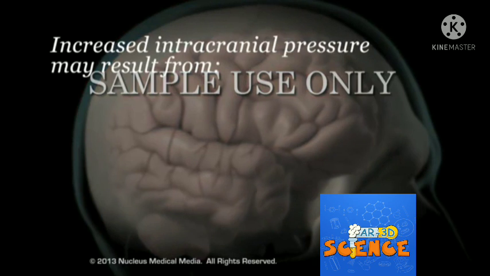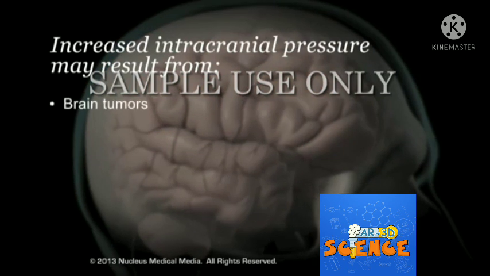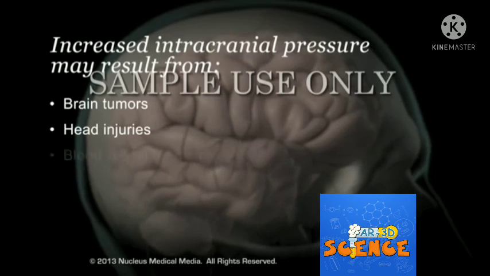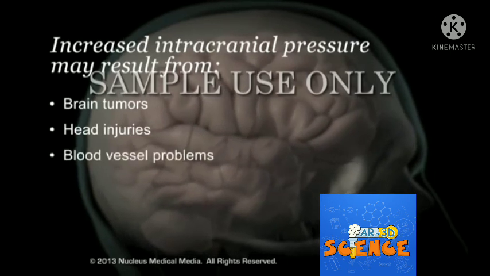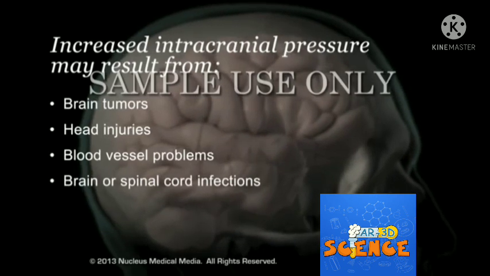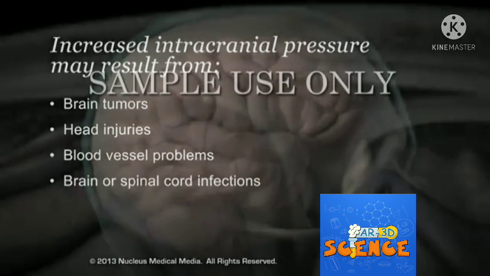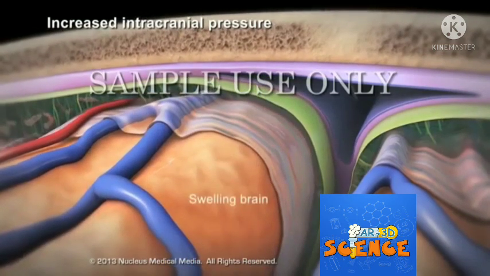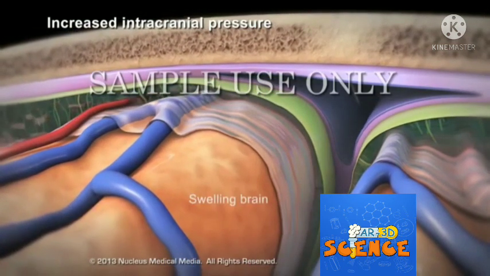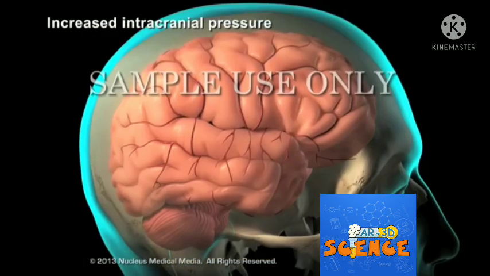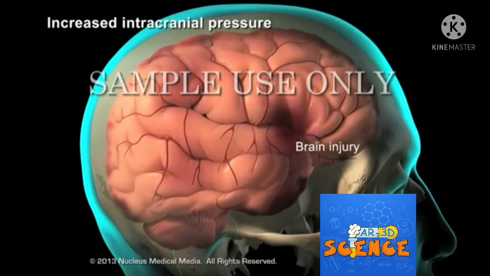Increased intracranial pressure may result from brain tumors, head injuries, problems with your blood vessels, or infections in your brain or spinal cord. These conditions put pressure on your brain and may cause it to swell or change shape inside your skull, which can lead to serious brain injury.